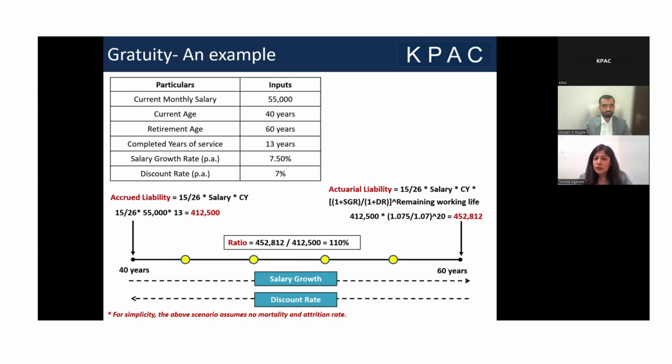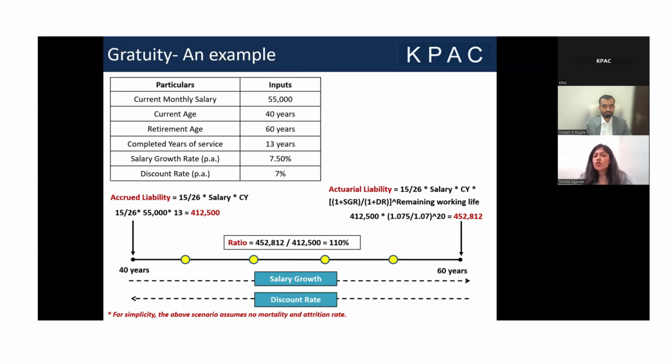So the actuarial liability is calculated towards the right of the slide, which has been calculated using the accrued liability, which is the base data, into the projected salary increments and using the discounting factor for 20 years, which gives us a liability which is slightly higher than the accrued liability.